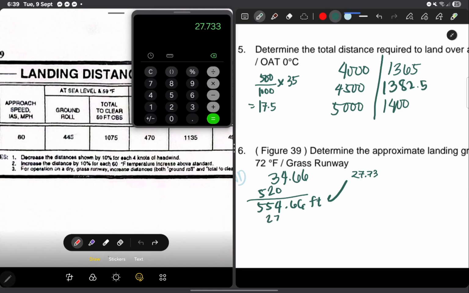Okay, 554.66 minus 27.73. Our value is 526.93 feet. Okay, we're not done yet.